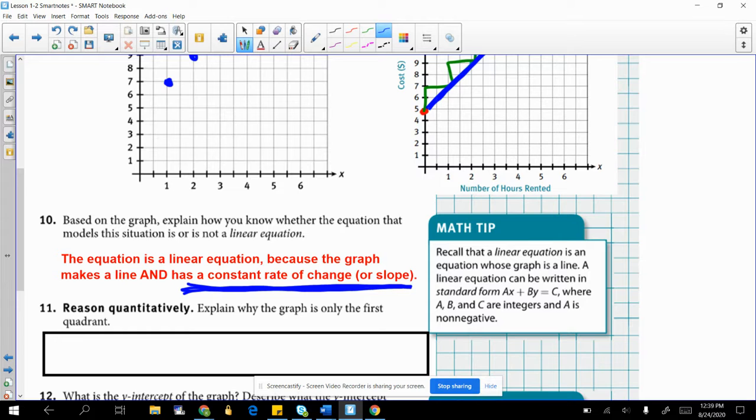Okay. And again, that slope is the m value. So it's that $2. And we know that that cost is going up by $2 every hour, no matter what. So it's a constant rate of change.